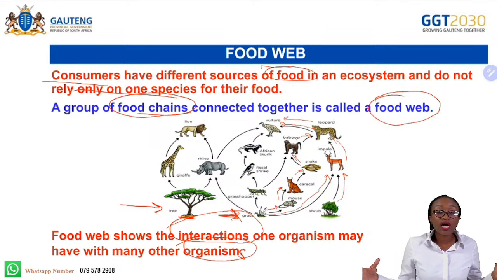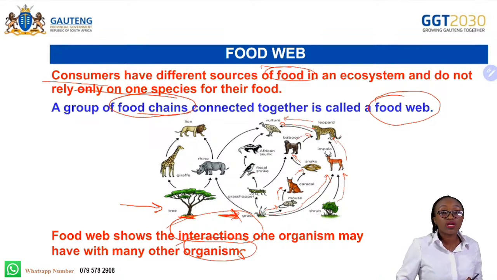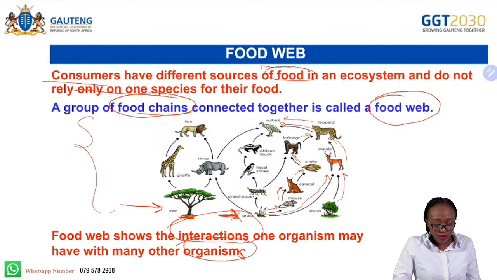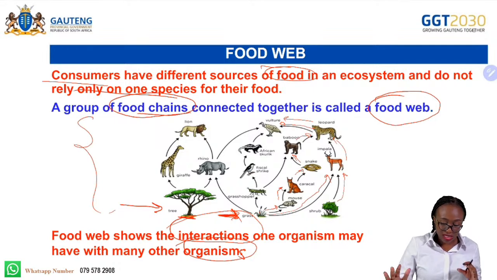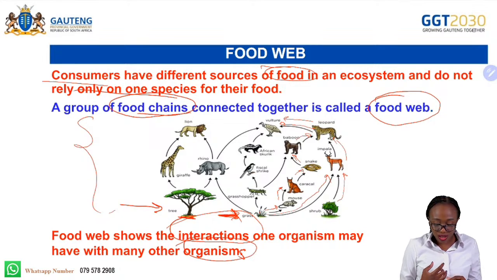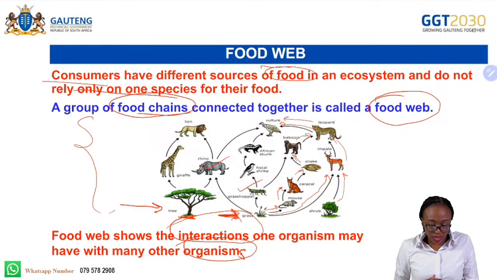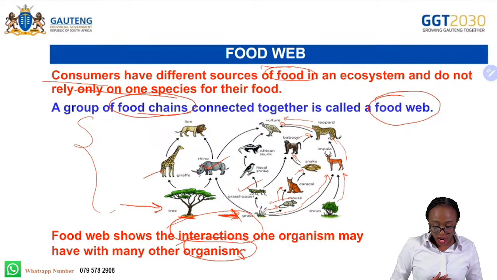So you see, it's a group of food chains connected together to form this food web. It also shows us the different interactions that one organism may have with many other organisms. For example, the grass is food for the rhino, the grasshopper, and the mouse. The tree is food for the giraffe, and it is food for the rhino.